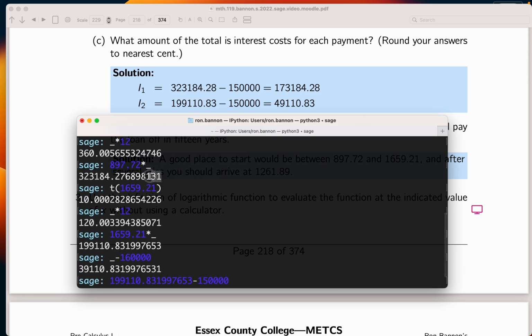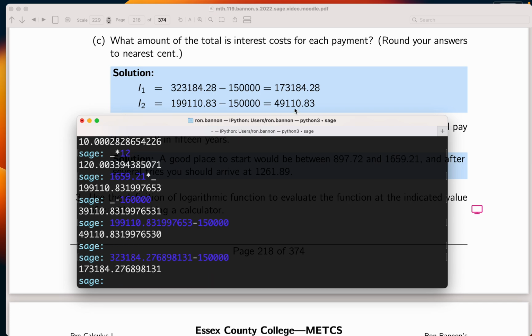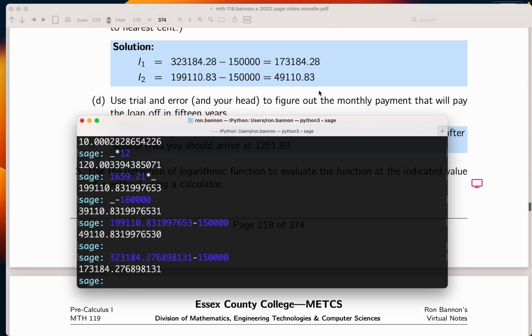And this is the other one. Hope you remember that. And let me type that in. Minus 150. And how much right there? 173,184.28. Yeah, they're working out pretty nicely. There's another question over there.